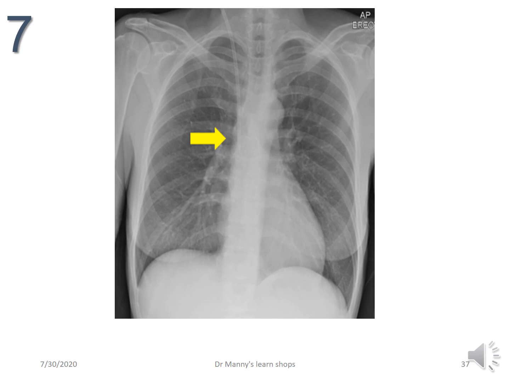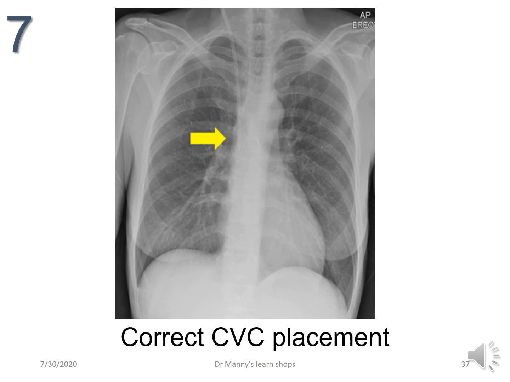This chest x-ray doesn't look too bad either. It's pointing to a catheter that's coming from the right jugular vein into the superior vena cava and terminating approximately at the cavo-atrial junction, level with the carina. So therefore, this is probably correct placement of the central venous catheter.